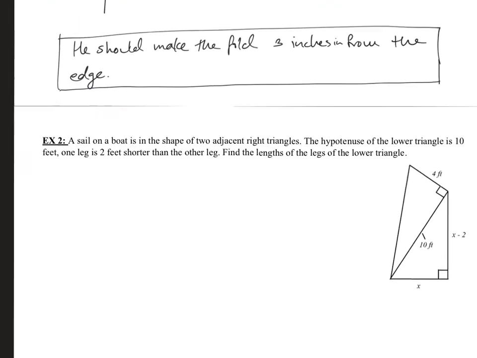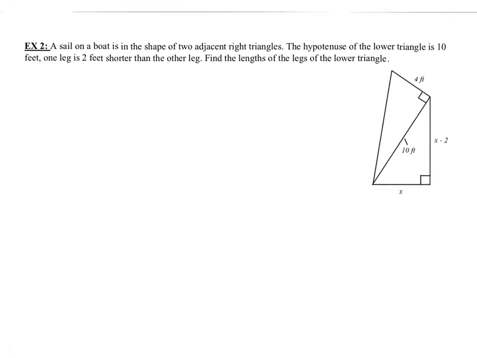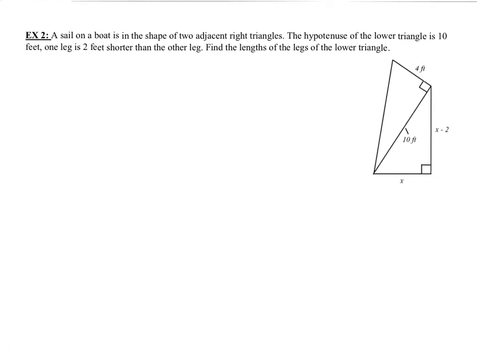All right. Okay, our next one. So this time we're actually given a geometric figure, so we don't actually have to draw that. So we can kind of just skip the first step of making a let statement, since they already show us where our variables are. So we have a sail on a boat in the shape of 2 adjacent right triangles. Okay, really important when they tell us what kind of triangle.